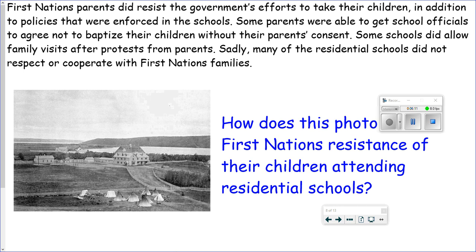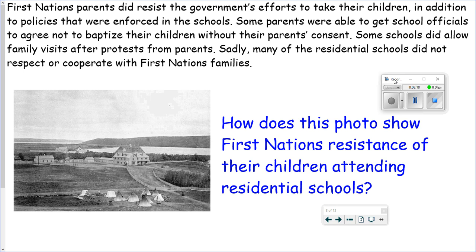And take a look at this photo on the left. My question to you is, how does this photo show First Nations resistance of their children attending residential schools? So put the video on pause so you can take a closer look and just take a look at the residential school as well as the camp set up by First Nations peoples here and how close it is to the school. So write down your response to this question in blue and then we'll continue.